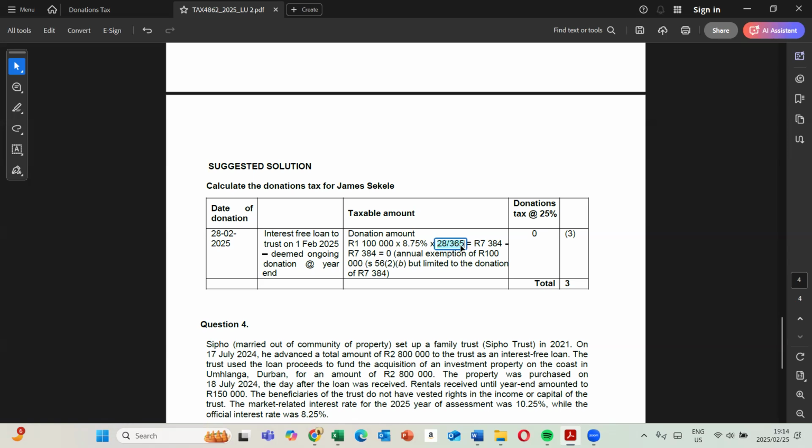Then we didn't say 1 over 25. No. So 1 over 12, no, that would be incorrect. Use the number of days when you're prorating your donation, or your interest, I mean. Then, of course, because it's James' first donation, he is going to get the 100,000 annual exemption there, which means now the taxable donation amount is 0 there.